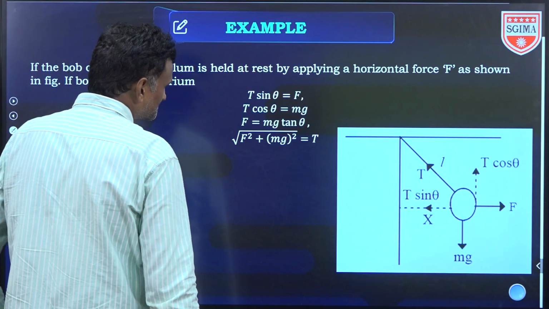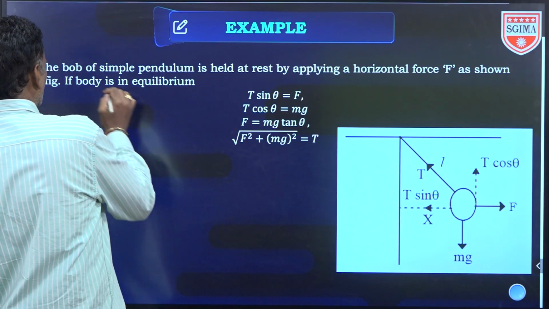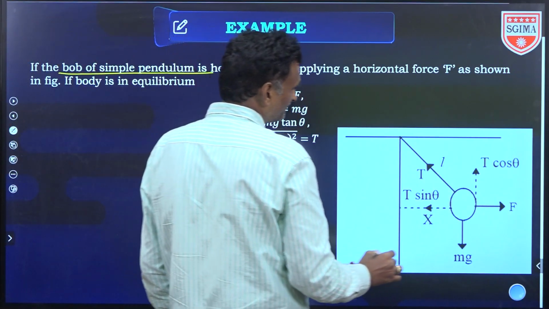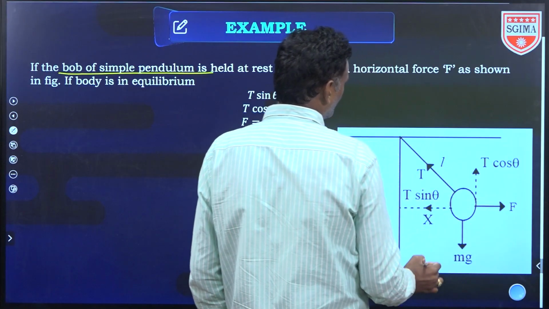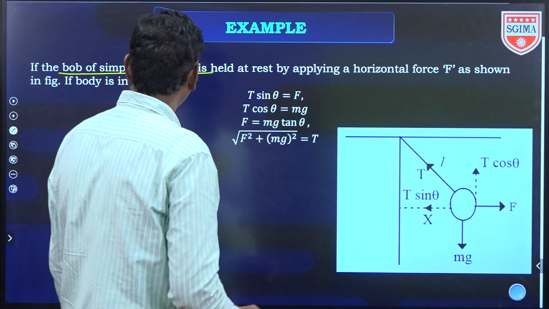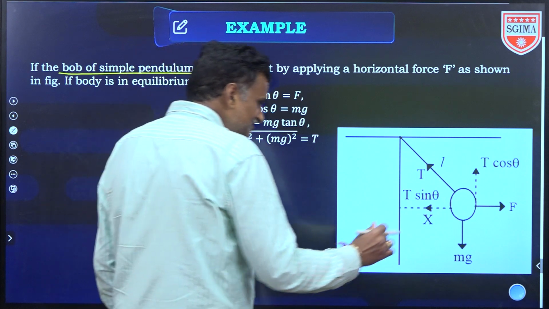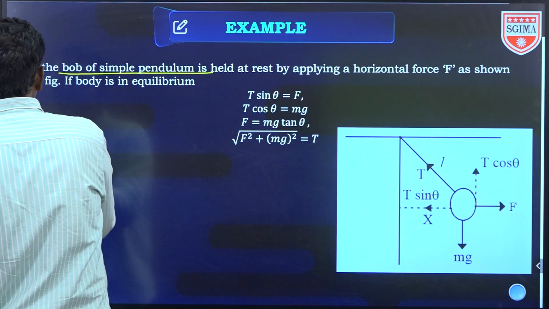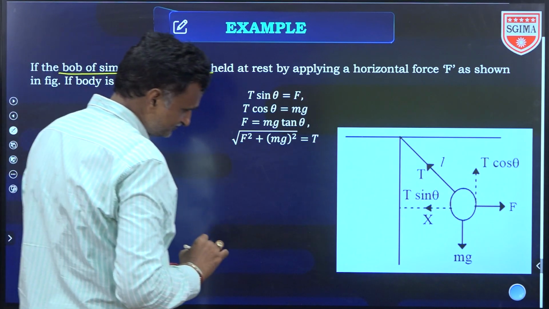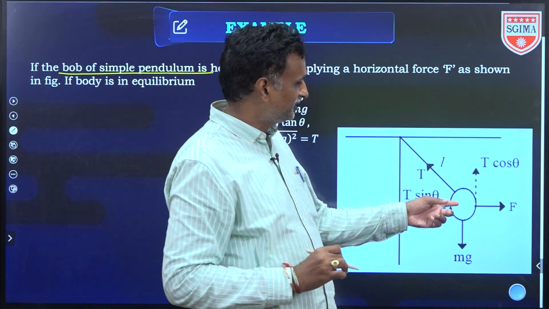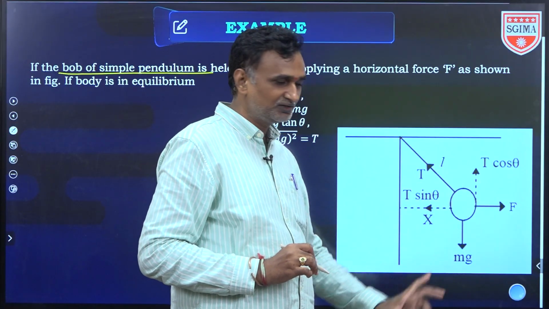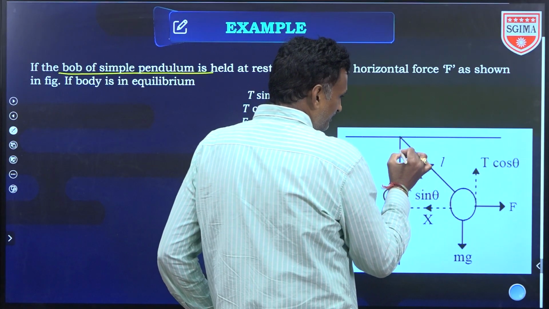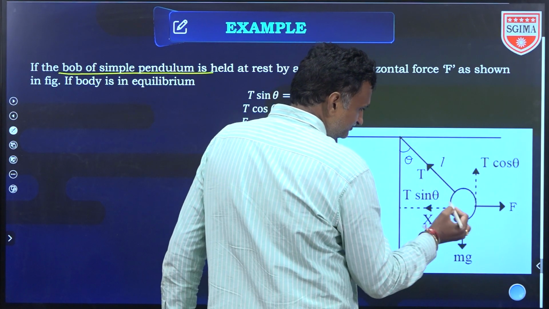Here is the situation shown in the diagram. The bob of a simple pendulum is held at rest by applying a horizontal force. This is the horizontal force applied on the bob as shown in the figure. If the body is in equilibrium in this position, we need to first draw what forces are acting on it. Then, since it is in equilibrium, Fx = 0 and Fy = 0.